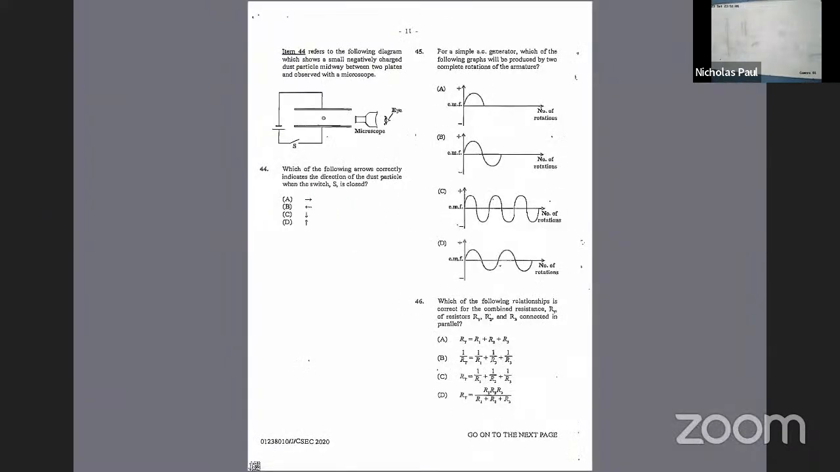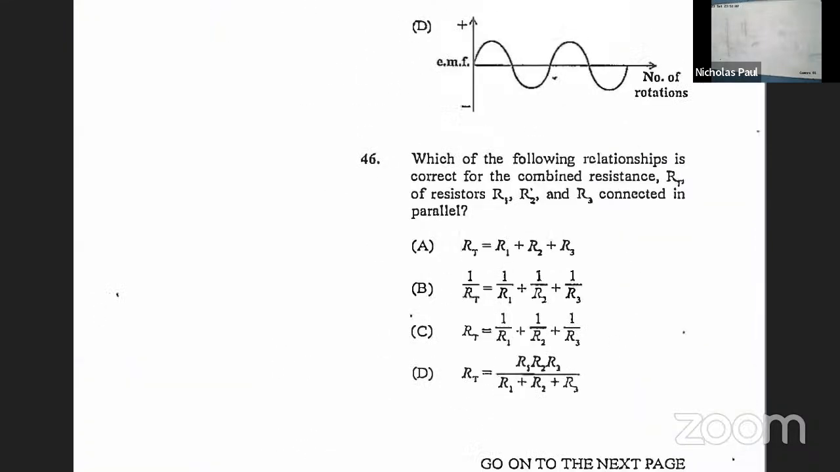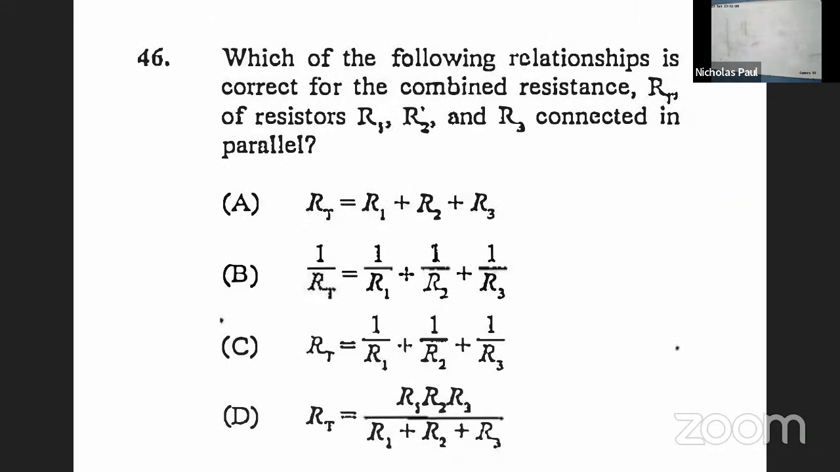Oh, yeah, that's the generator, I'm saying. 46. Hold on, I'll quickly say it next week. Yeah, physics might get it. 46.